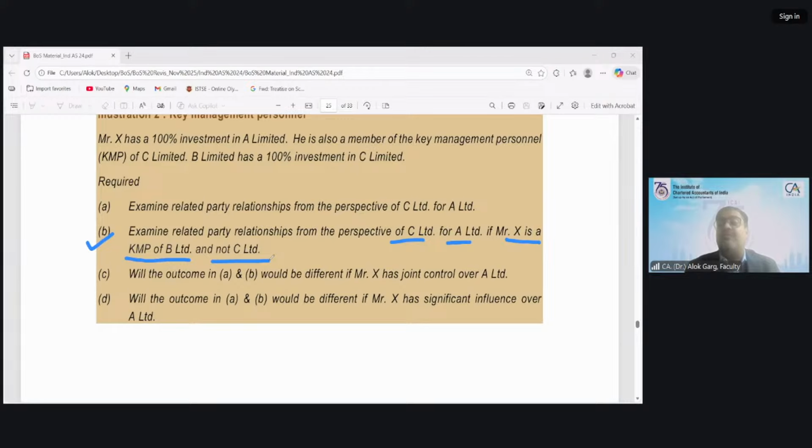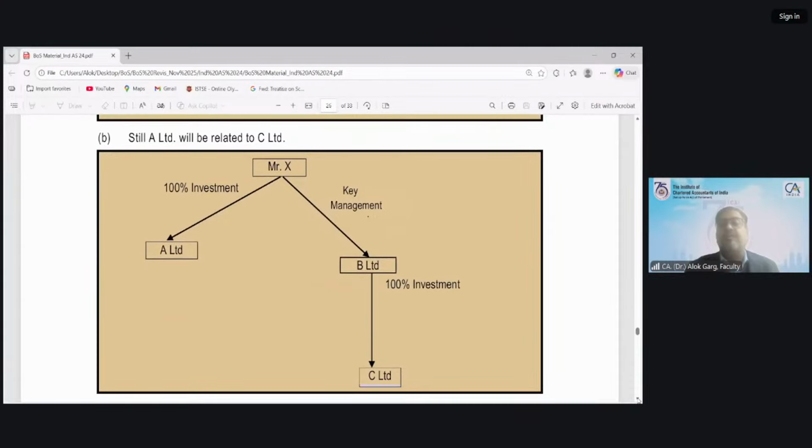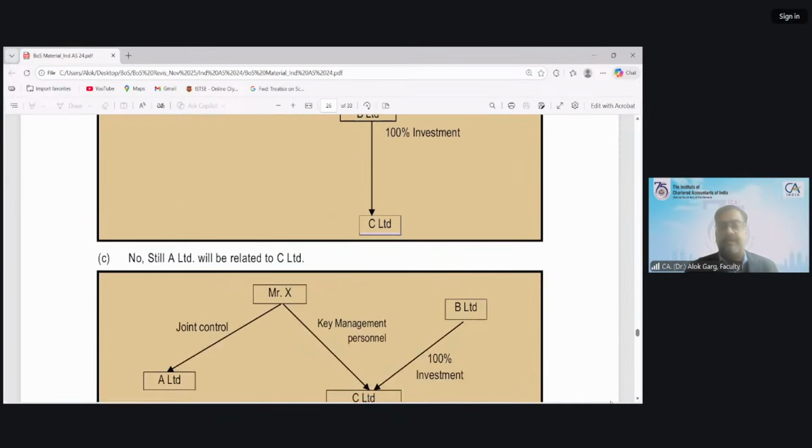Remember, we discussed if a person is having a control in one entity and the person is a KMP of the another entity or KMP of the parent of that entity, then these two entities will also become a related party, right? We discussed this. Yes, sir. Discussed, sir. Very much discussed. So still A Limited will be related to C Limited. Still A and C will be the related party, right?